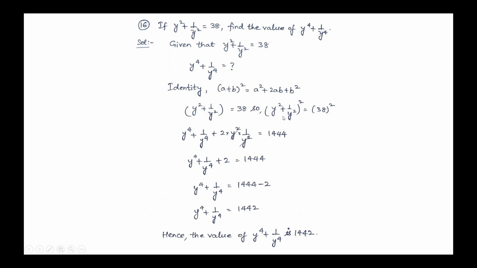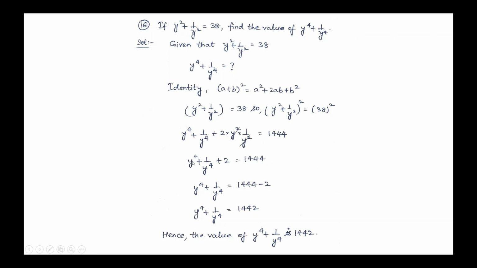So, (y² + 1/y²)² is equal to 38². Let's expand the brackets according to the identity (a + b)² = a² + 2ab + b². So that's (y² + 1/y²)² = y⁴ + 1/y⁴ + 2 × y² × 1/y², which is equal to 38², that is 1,444.